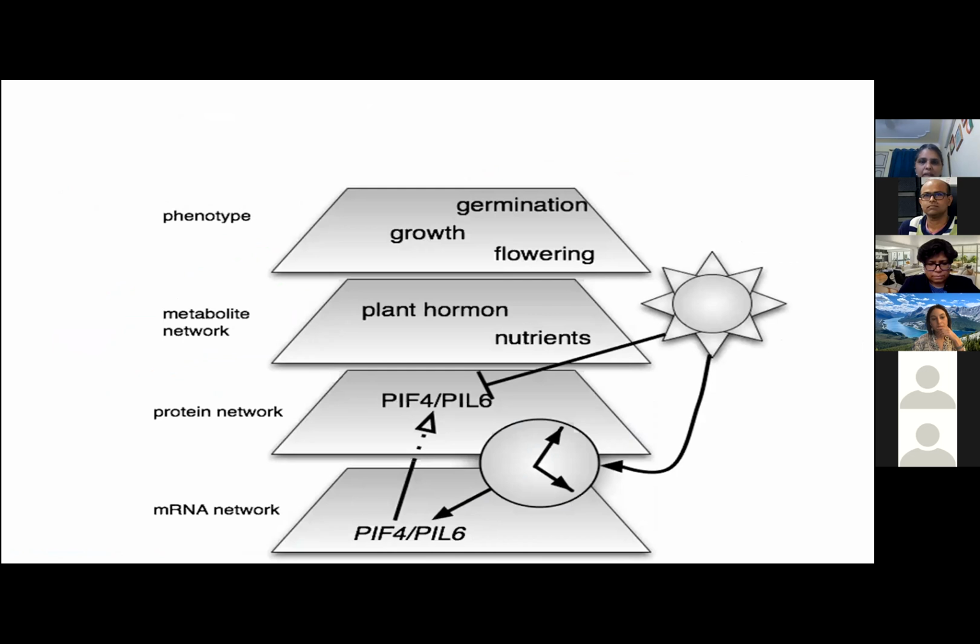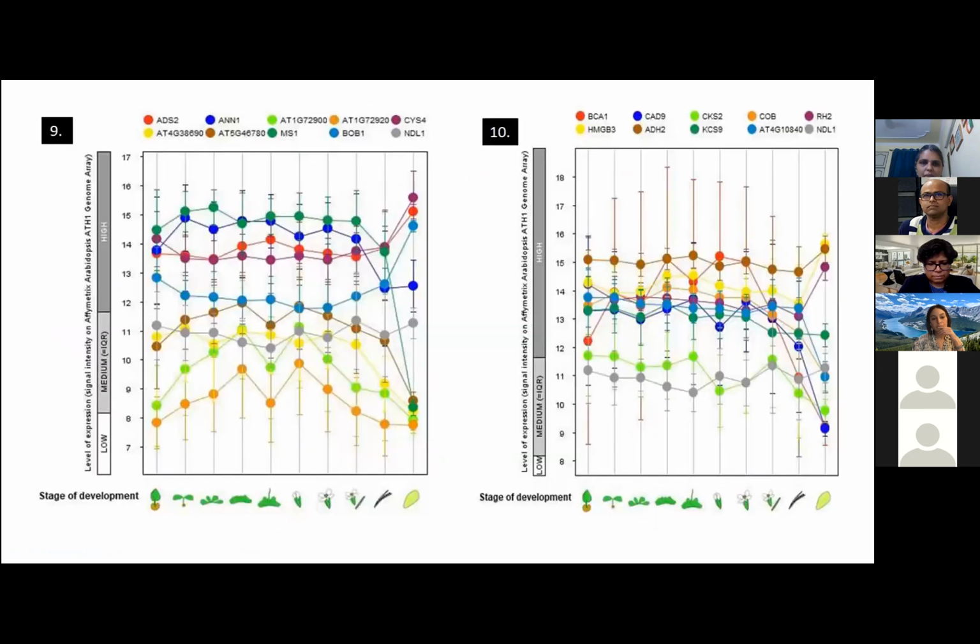So again, in layers, you can see the physiological phenotypes, germination, growth, or flowering at the upper level. Those are morphological, visible phenotypes you could analyze. But then you will have the downward metabolic networks, which you have to do further analysis on, right? And then you can have the protein network, and then you can have the gene expression network down there.